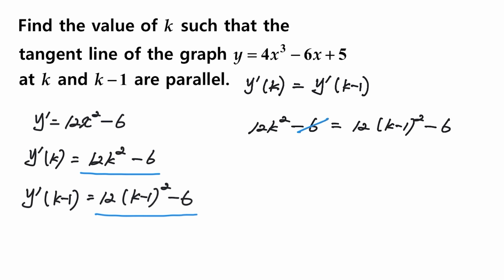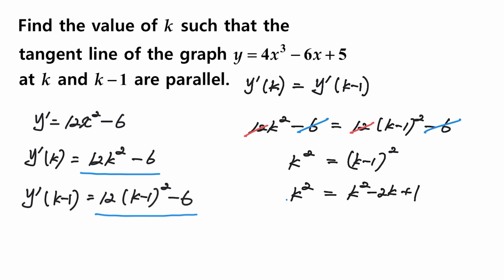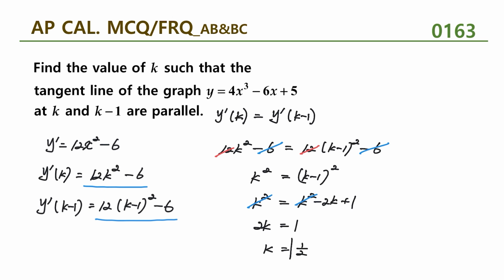So add 6, right? Then we have 12k squared is equal to 12 times k minus 1 squared. So divide by 12, right? Cancel this 12 out. So k squared is equal to k minus 1 squared. So far so good. So k squared is equal to k squared minus 2k plus 1. Eliminate k squared. So we have 2k is equal to 1. Then k is equal to 1/2. So the value of k is 1/2.